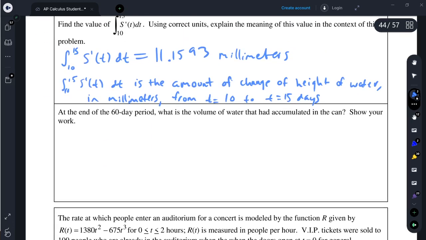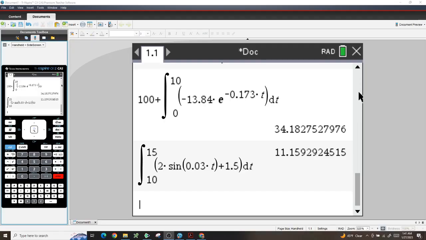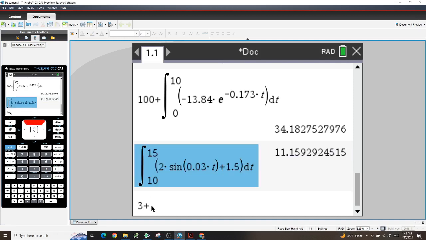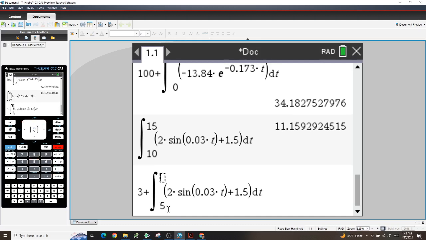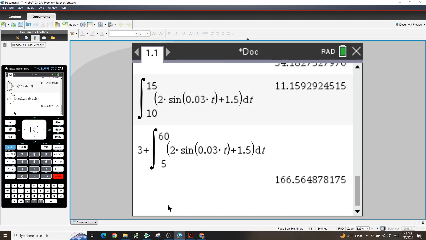And then at the end of the 60-day period, what is the volume of water in the can? Now, to get volume, this is a two-step process. First, we need to get the height. So we want s at 60. That's going to be s at 5 plus the integral from 5 to 60 of s prime of t dt. So on our calculator, s of 5 was 3, so I'm going to do 3 plus, grab this whole integral, and just change my endpoints from 5 to 60. That's the best way to do this. And then we get 166.56.